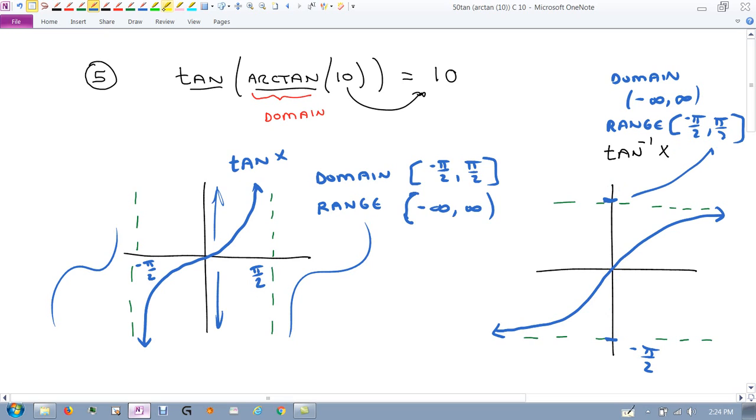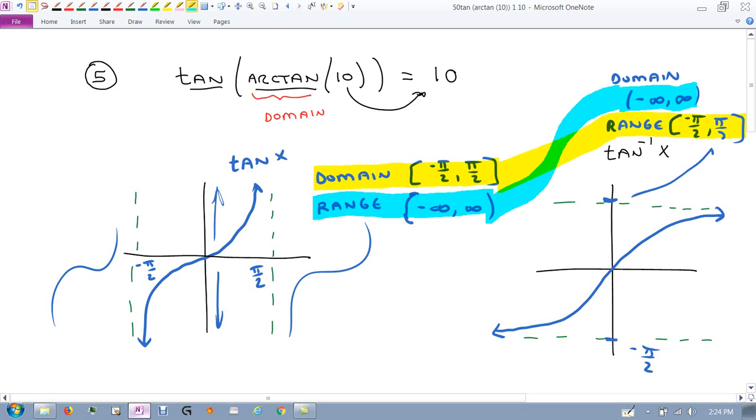So you can see that when you look at the tangent function, this is its domain, and then for the arctangent function, that's actually the range. That's the connection between these. They swap places, right? That's one of the fundamental ideas behind functions and their inverses, that the domain and range swap places. So why is this important?